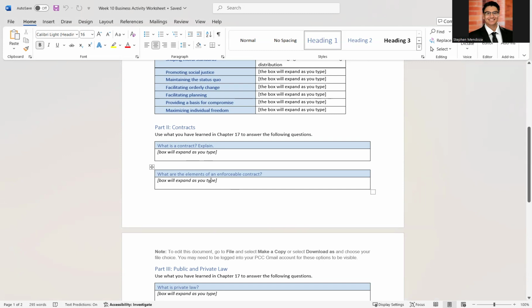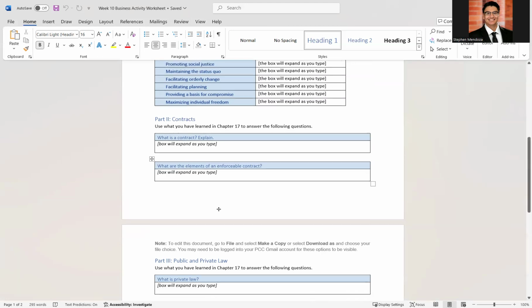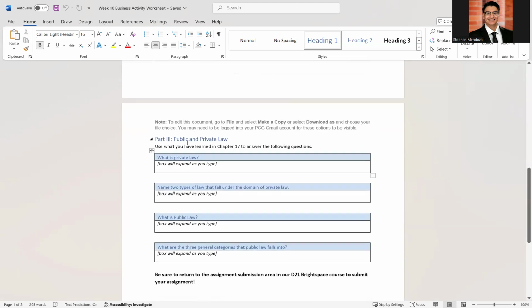Also, maybe include for your own research, because this is important. If you're ever going to be in the world of business, you're going to have to understand contracts. Understand what's the penalty for breaking a contract. Give some examples there. And then lastly, part three is public and private law.